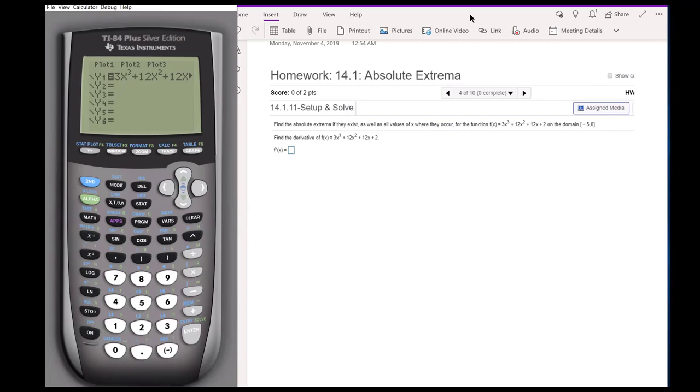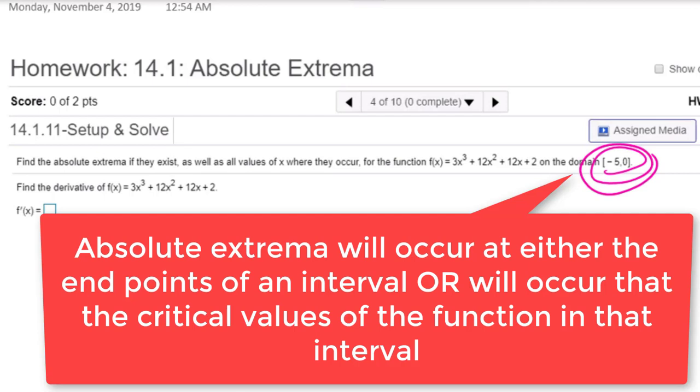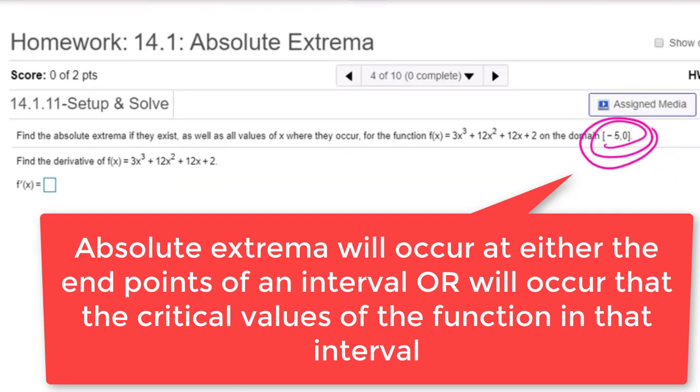Okay, now we want to actually go into finding the absolute extrema, and there's a theorem that says that if there is an absolute extrema, it's going to occur at either the endpoints of the interval. In this case, the interval goes from -5 to 0. So it'll occur at -5 or 0, or at the critical values. So what we need to find now is the critical values for this particular function.